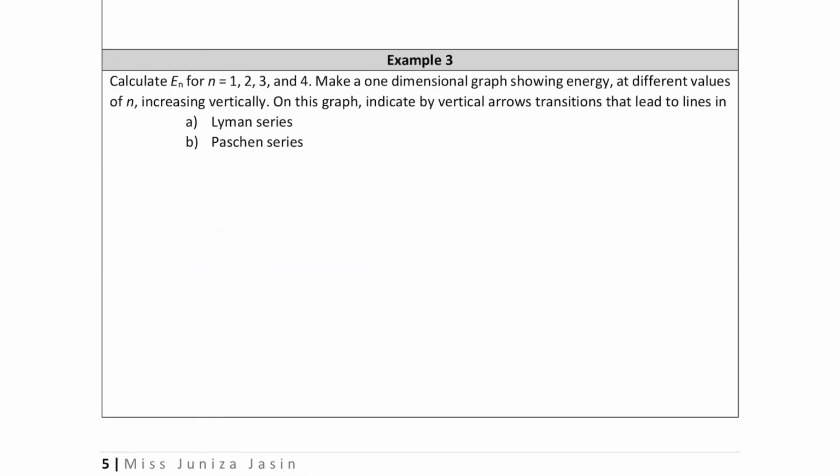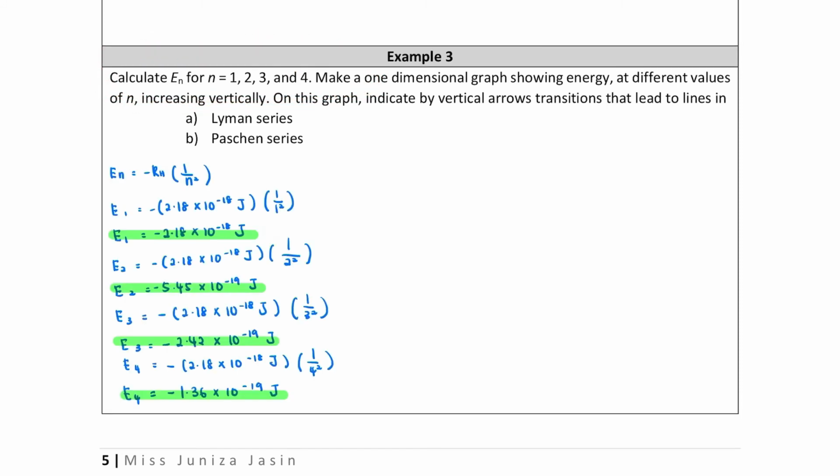Last example, which is example 3. The question asks us to calculate En for n equal to 1, 2, 3, 4, and then make a one-dimensional graph showing energy at different values of n increasing vertically. On this graph, indicate the vertical arrow transitions that lead to the Lyman series and the Paschen series. So over here, we have to calculate En first, and then draw the graph. Let's settle the first one first.